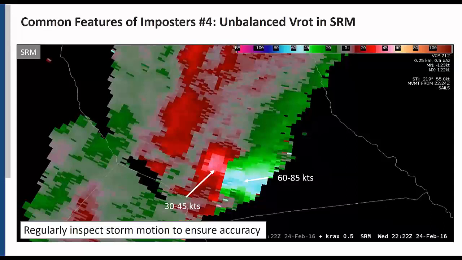But when we look at SRM, we've got the outbounds of 30 to 45, but those inbounds are super strong, much stronger than that. And so we get that unbalanced circulation. Plus, going back to that feature we talked about earlier, you've got that unusually long shear that's really stark in terms of going from one velocity to the next. So again, these things tend to happen. They're fairly common in what we see in these circulations that are imposters.